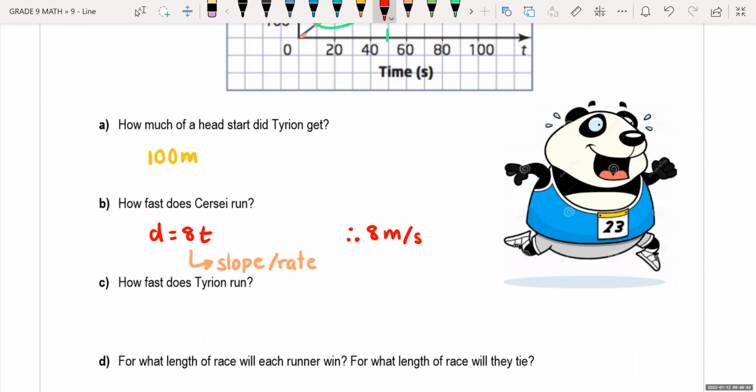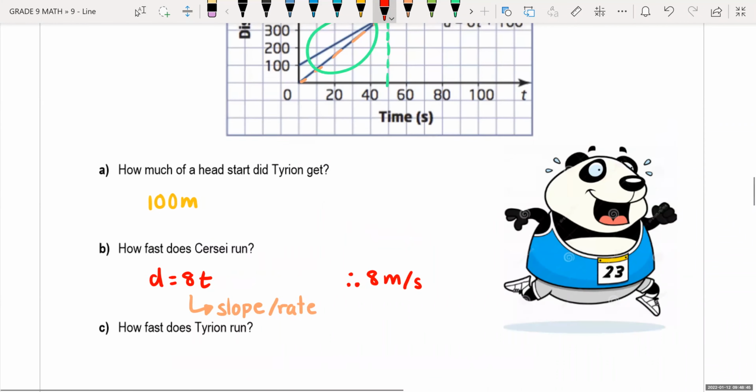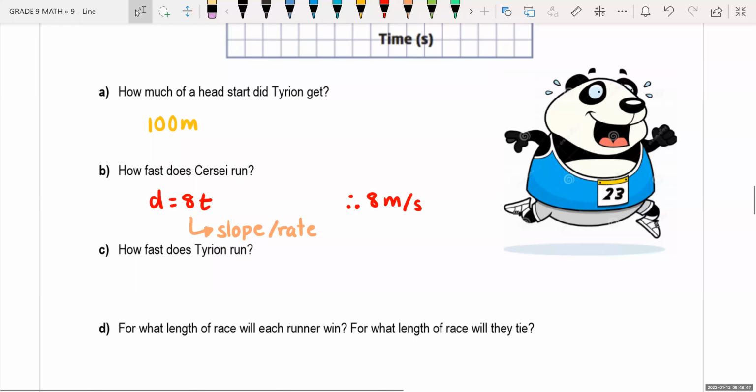We'll do the same thing for Tyrion. And so look at his equation. It's D is equal to 6T plus 100. And remember, y is equal to mx plus b. 100 tells you where he starts, but 6 tells you what the rate is, right? The slope or the rate.